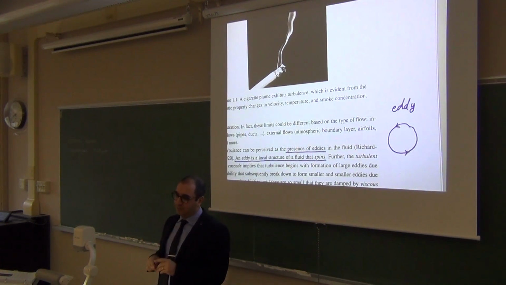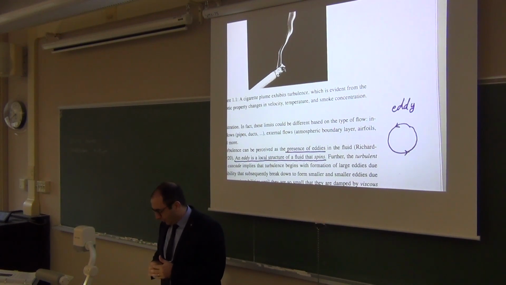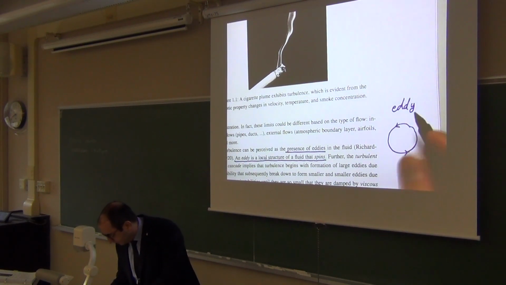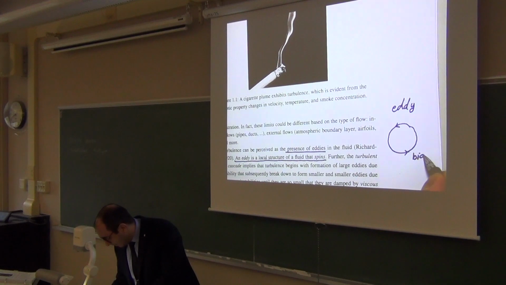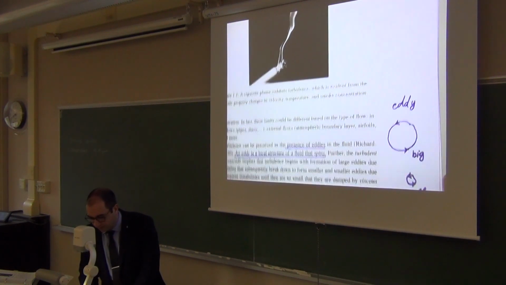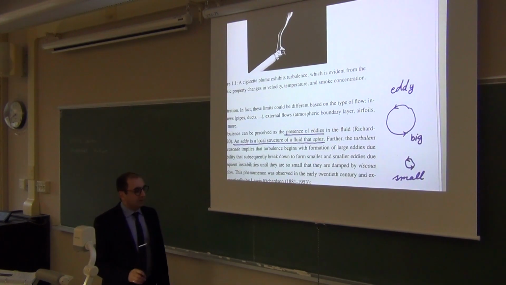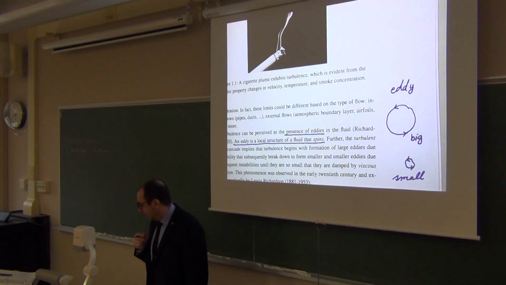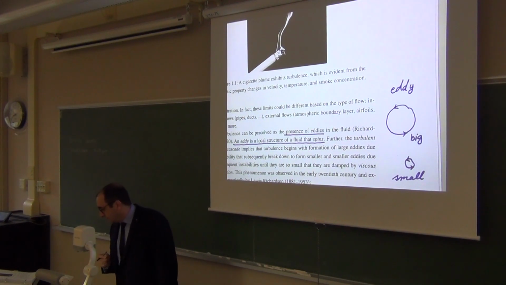How quickly is it spinning? So this could be, let's say, a big eddy. I could have a small eddy. So big eddy, small eddy. They come in various sizes and velocities and time scales.